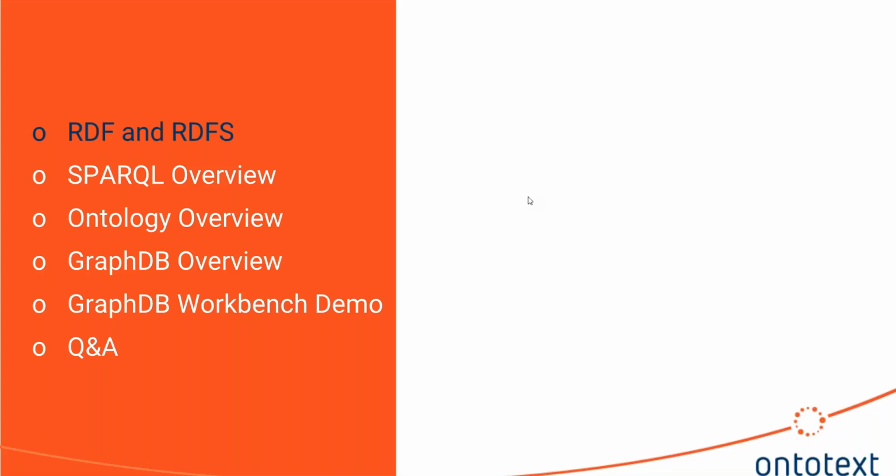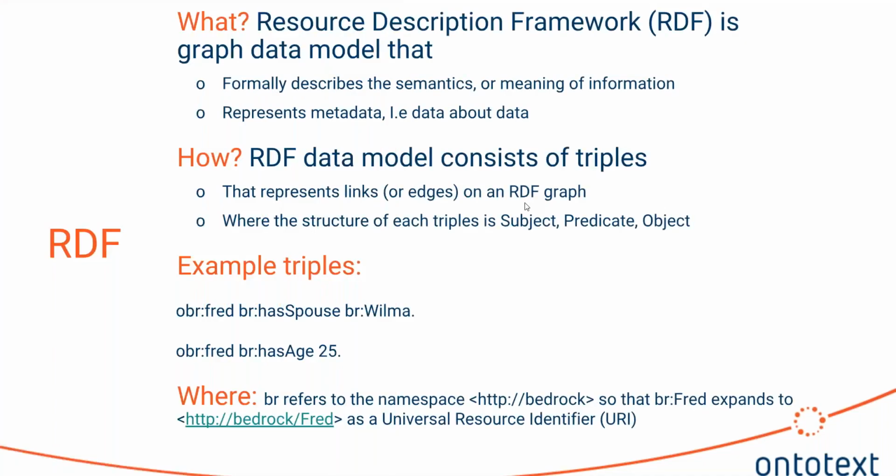So, swiftly onwards, what is RDF? RDF is the Resource Description Framework. It's a graph data model. It describes the semantics or the meaning of information. In this RDF model, everything is a triple or a link. All values inside the links have to be valid URIs. A graph would be a collection of links. Links take the subject, predicate, object pattern.